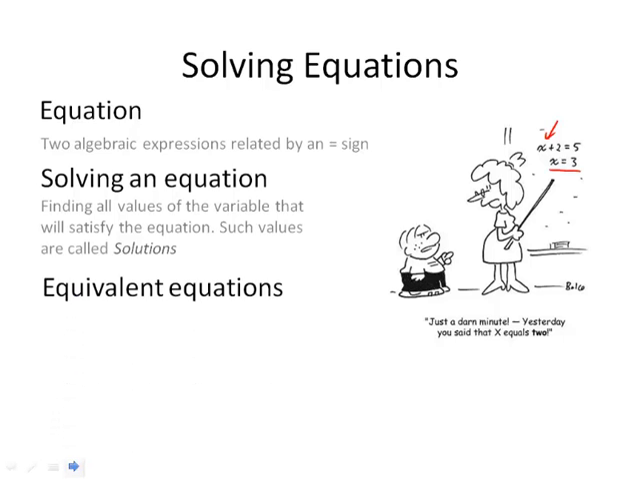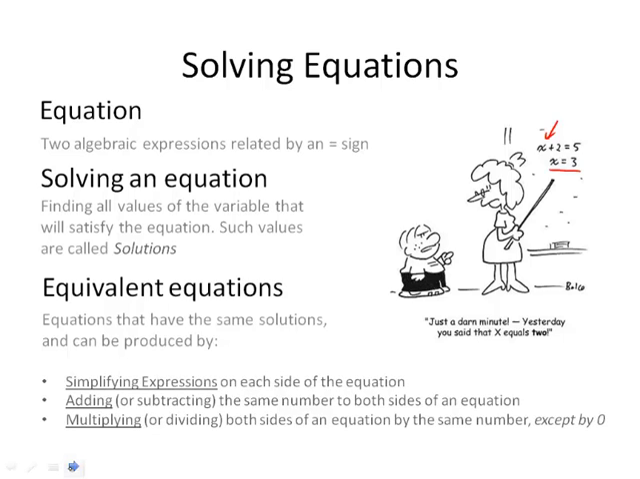We can take equations and find equivalent equations, and that's basically the process of solving the equations. Equivalent equations have the same solutions. They're the exact same statement, and we can produce equivalent equations by one of three things. You can simplify expressions on each side, as we have previously done. You can add or subtract the same number or term to both sides of the equation, and you can multiply both sides of the equation by the same number, except by 0.